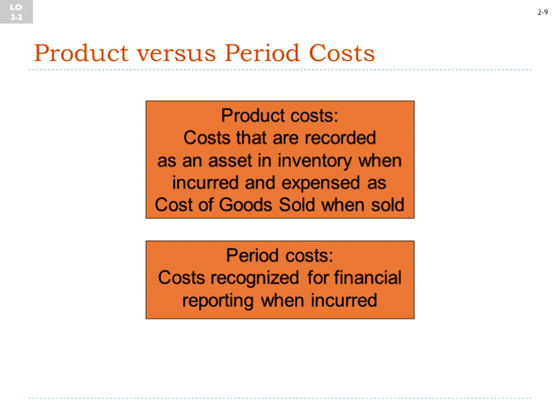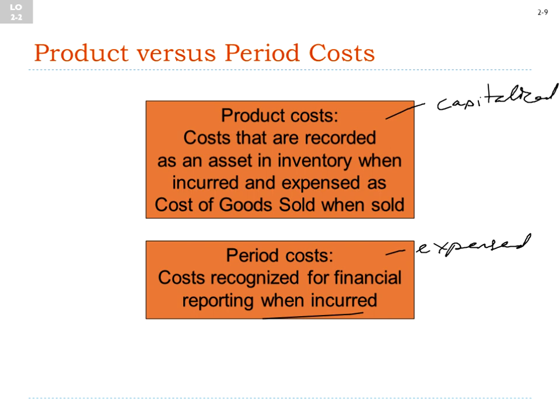So again, this slide just repeats what we've already talked about. Product costs are recognized as expenses on the income statement as cost of goods sold when the product is sold, and period costs are recognized as an expense when incurred. So again, product costs are capitalized, and period costs are expensed.